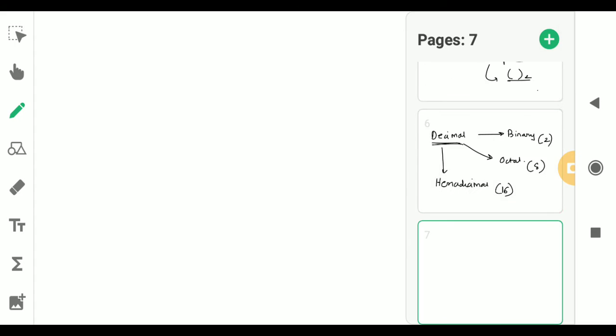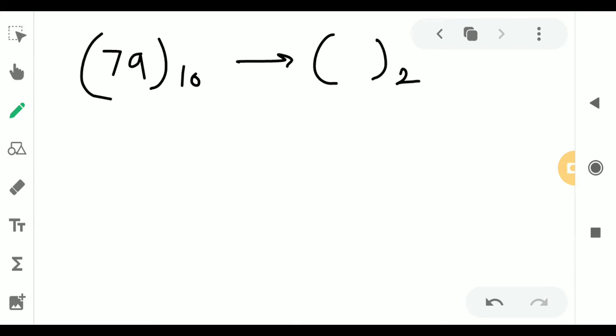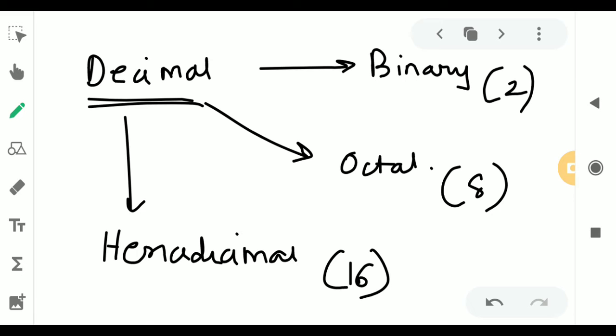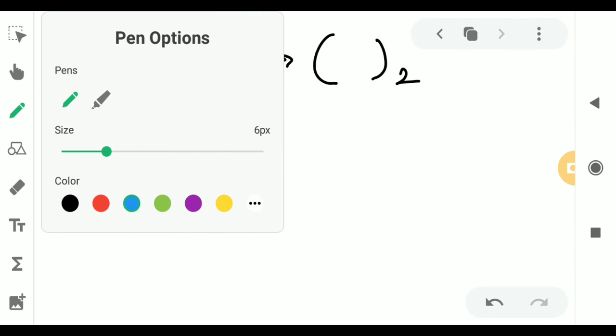Let's say, for instance, our example is 79. We have 79 in decimal. This 79 needs to be converted to binary. How do we do it? Decimal to anything: divide by the base. Just remember this rule, divide by base. How do we divide by base? Let us see this.